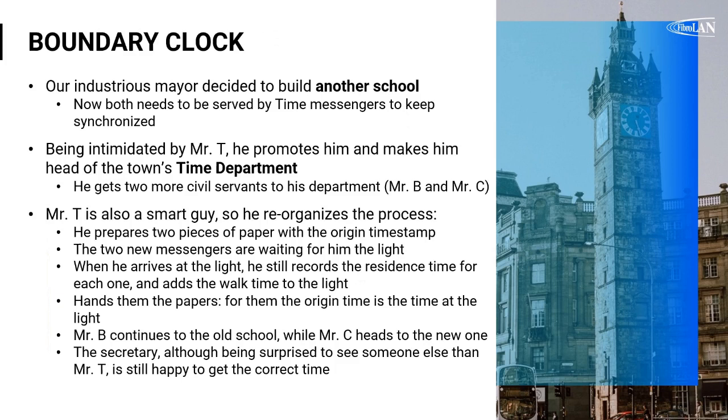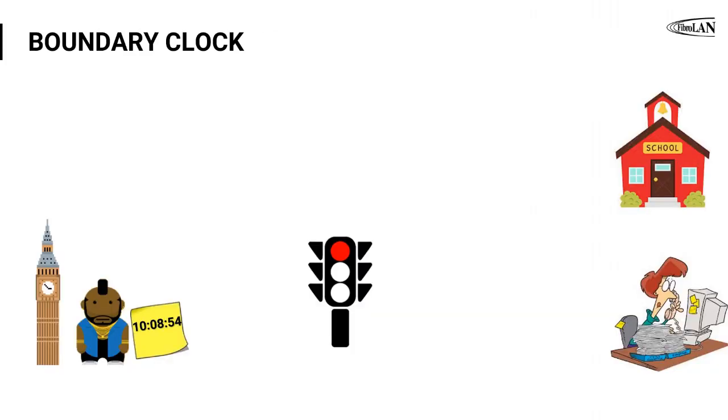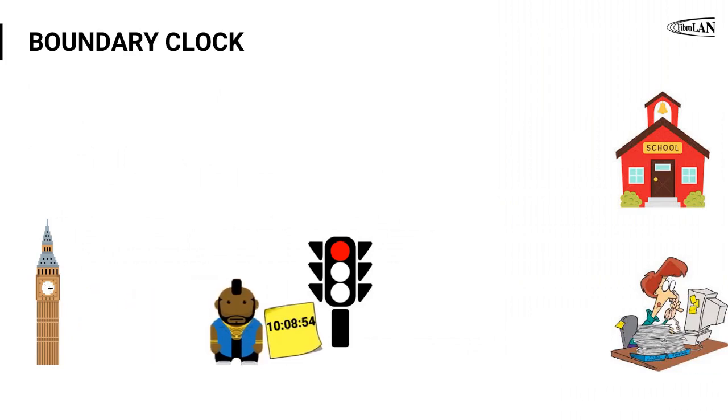Mr. T is also a smart guy, so he reorganizes the process. He prepares 2 pieces of paper with the origin timestamp. The 2 new messengers are waiting for him at the light. When he arrives, he still records the residence time for each one, and adds the walk time to the stopwatch reading. Then, he hands them the papers.